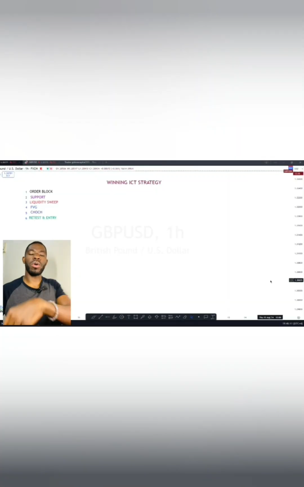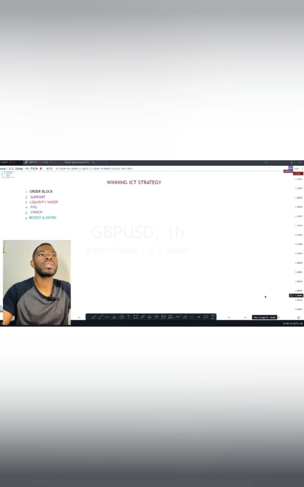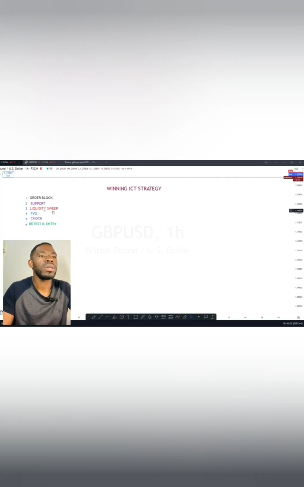All right guys, we are on the charts right now, and we are going to look at how best I can explain this so that you understand. This is really a winning ICT strategy based on ICT concepts. So we are going to look at these 6 things. We're going to look at order block, support, liquidity sweep or liquidity grab, fair value gap, change of character, and we're going to look at retest and entry point. So we're going to start with order block.